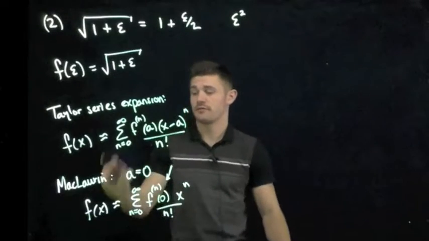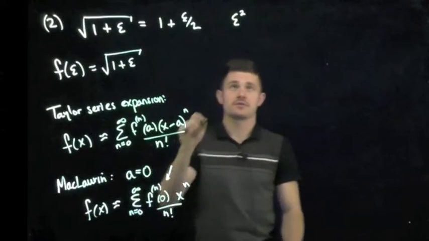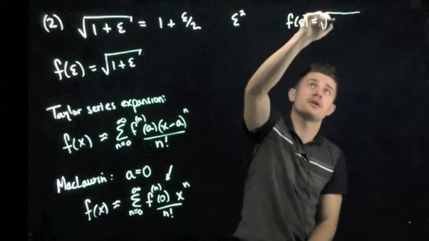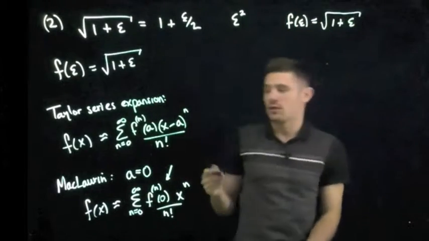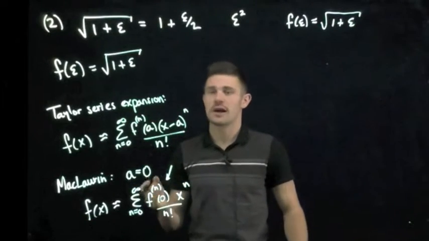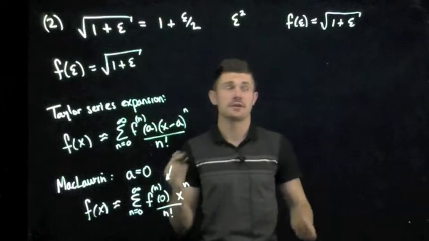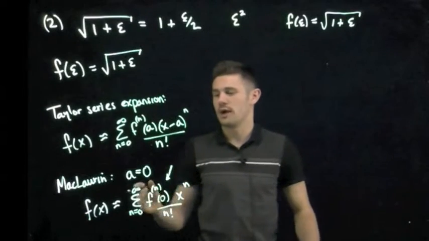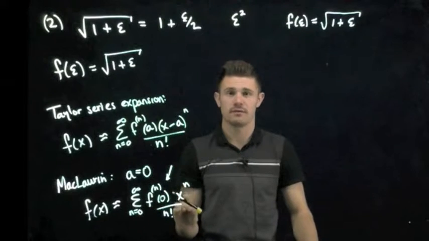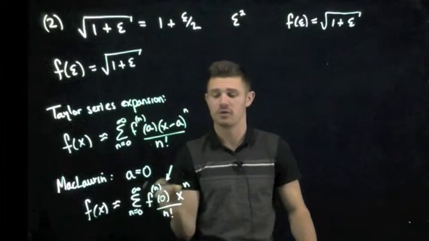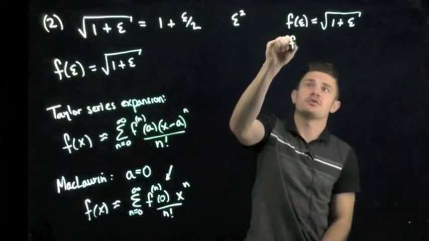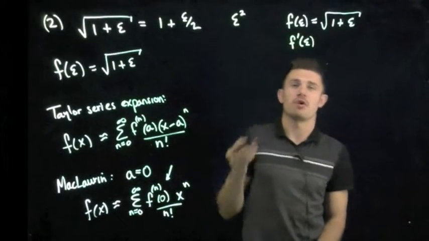In this case, our function f of x is f of epsilon. So we'll start with f of epsilon equal to the square root of 1 plus epsilon. And what I do in these series expansion problems is I always simply write out the derivatives first. We always want to know the sum of the derivatives evaluated at some point multiplied by the variable to the power n. So if we start with just the derivatives, we can evaluate them all, and then it's just plugging into the sum.